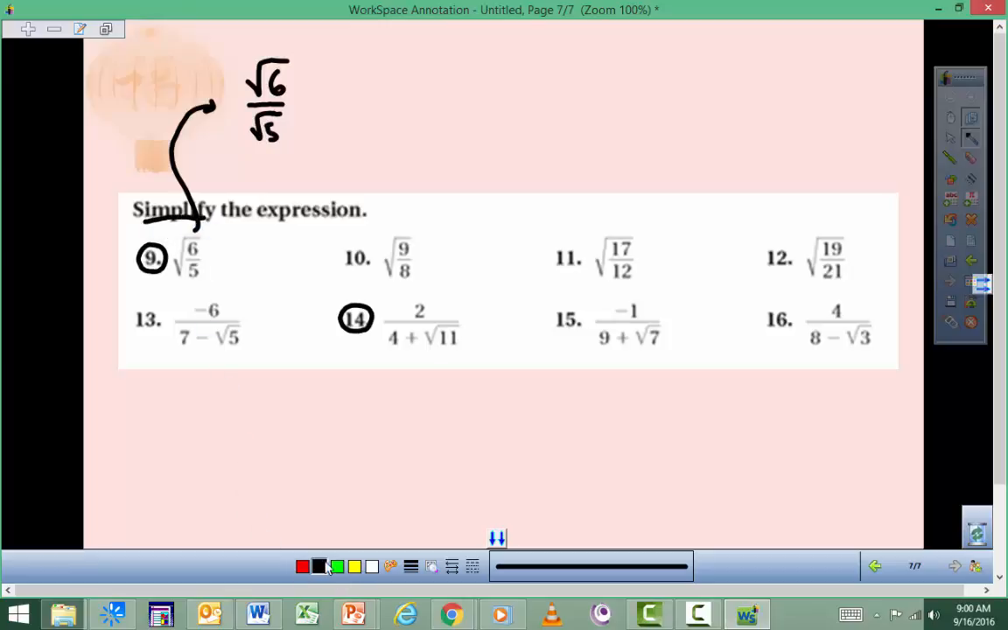The directions here were to simplify. So anyhow, what we do is we multiply by the conjugate, or we multiply by the same thing. Square root 5 here, square root 5 here. And so this gives us square root of 30 up here.